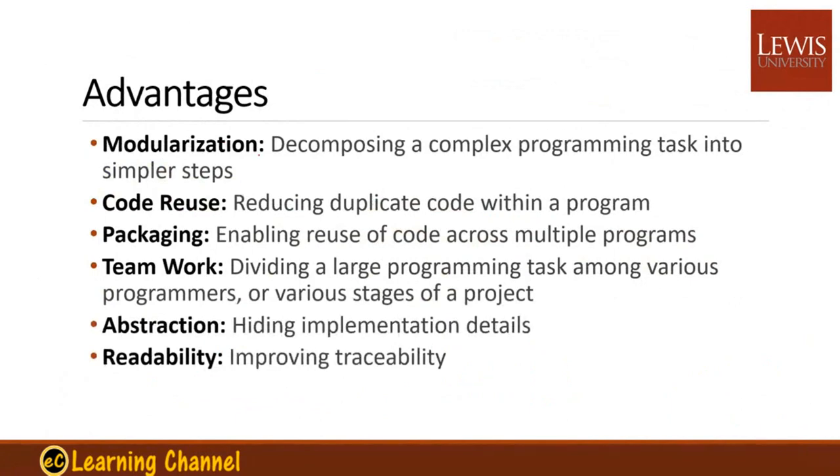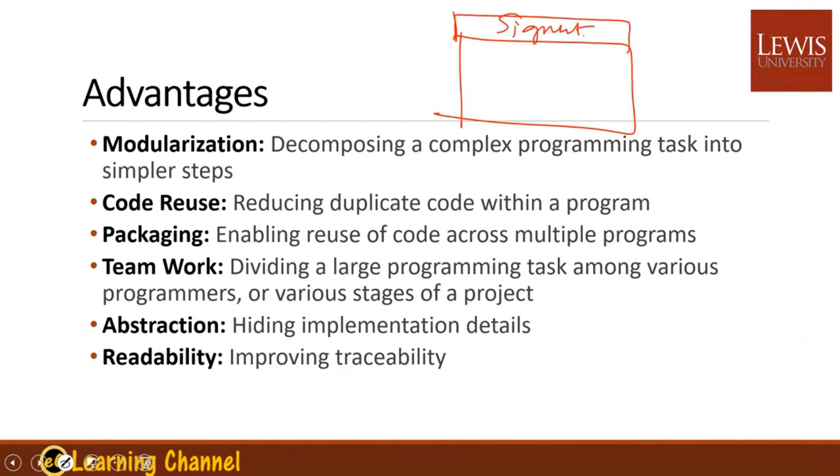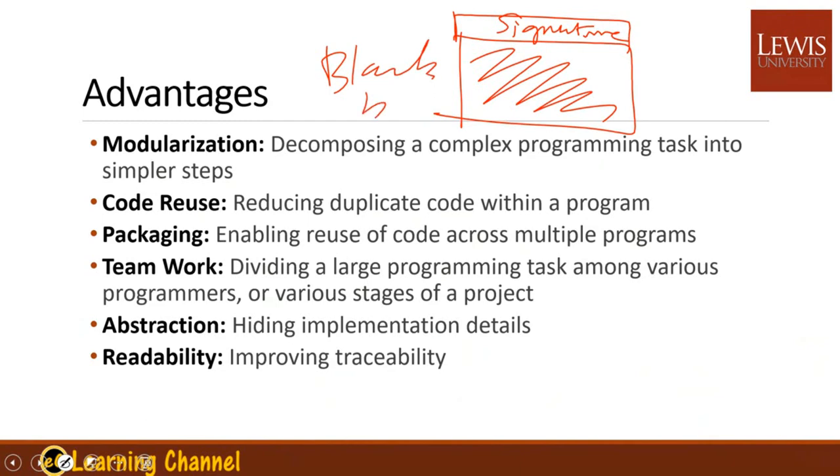The advantages are modularization, code reusability, packaging, teamwork, abstraction, and reliability. So basically, functional abstraction just provides the interface, so that you call the function by the signature, including the name, return type, and the parameters, and you keep the inside as a black box. So you provide modularization. You can call some function and return.